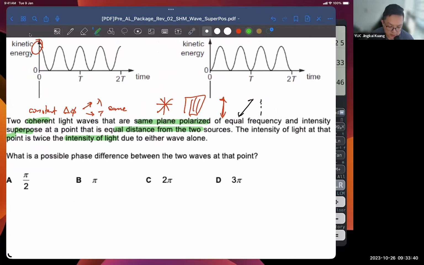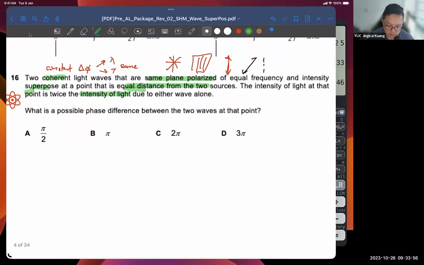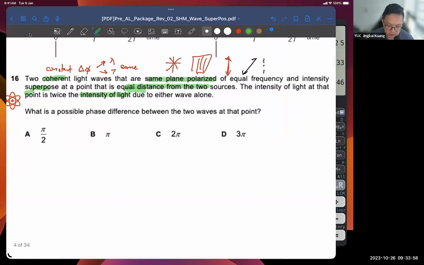So the two sources, at the start they never tell you it's just coherent, they never tell you it's in phase. So if they are going an equal distance, that means they will still have the same phase difference when they reach that point. Here you want to find out the possible phase difference between the two waves at that point. But they tell you that the intensity is twice.